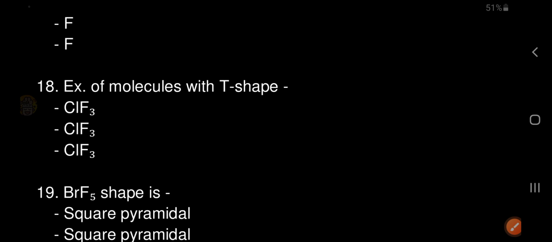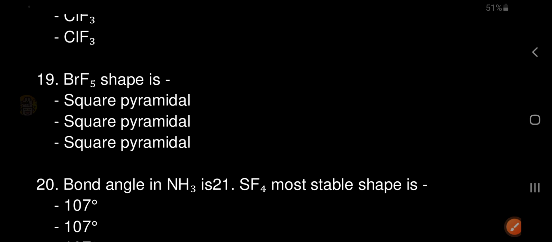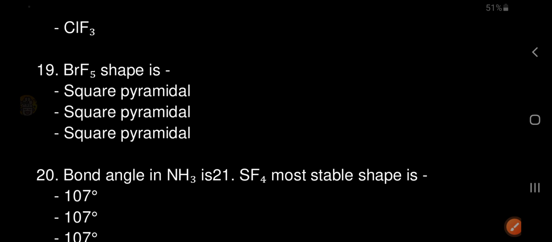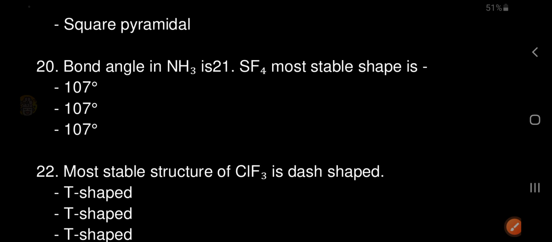Example of molecules with T shape: ClF3. BrF5 shape is square pyramidal. Bond angle in NH3 is 107 degree.